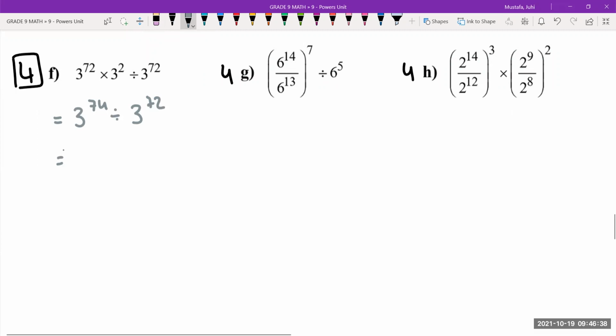Yep, so first you added these exponents to get 7^4, then you subtract these exponents to get 3 to the power of 2. And remember, the question does say we need to solve it. So an easy number, 3 squared, is just going to give me a 9. Perfect. Question 4G.